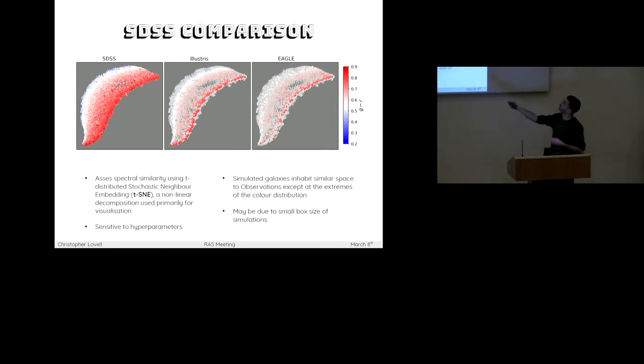And then the plots here on the left, the middle and the right plot, the dark gray in the background is the SDSS distribution, and then the Illustrious and Eagle galaxies are overlaid. This approach is slightly sensitive to the hyperparameters you use, but we do see, at least for this realization, very good spectral similarity between the Eagle and Illustrious galaxies. They cover a very similar space. You don't see many large outliers.